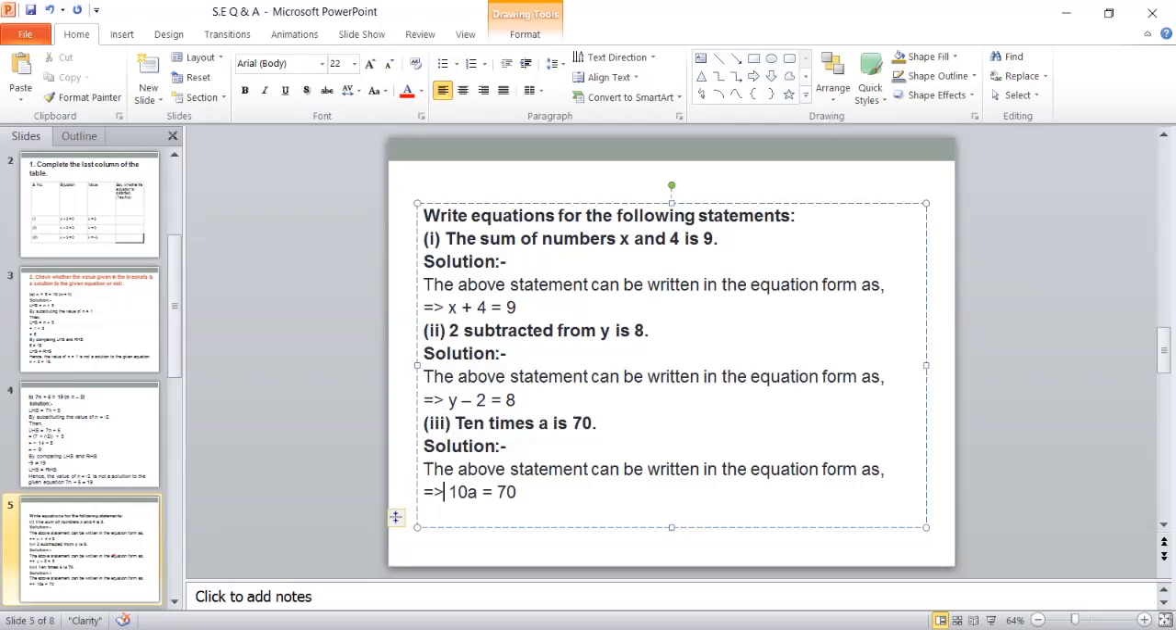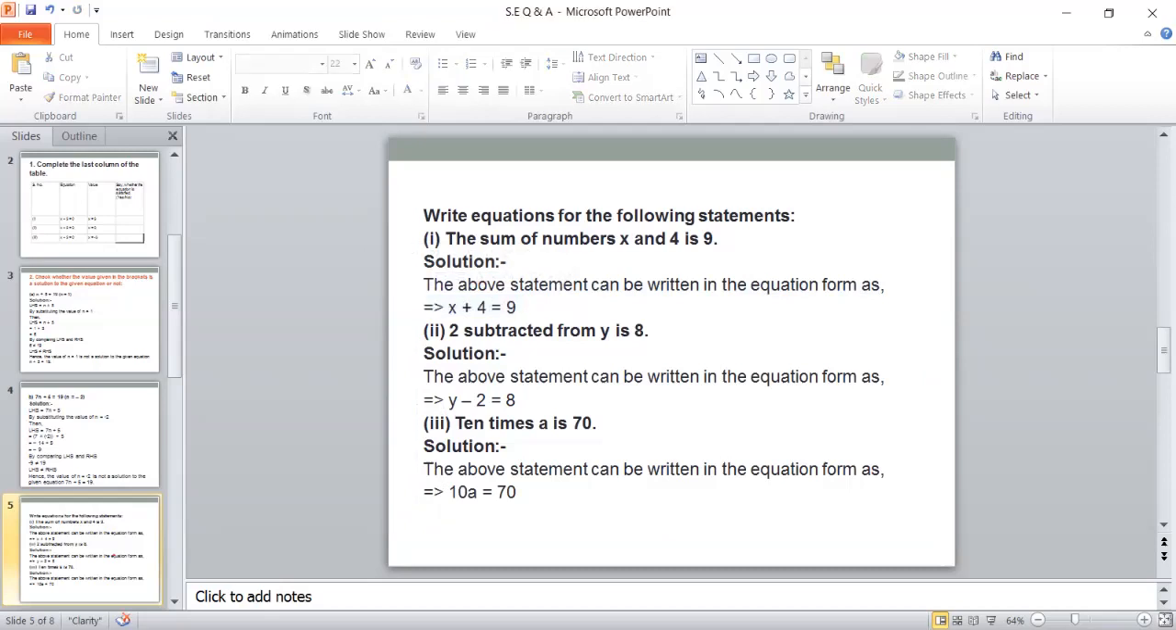All right. The statement is given: the sum of number x and 4 is 9. Suppose one number is x and another number is 4. The sum of the two numbers, x plus 4, is 9. A very simple sentence. Then the next statement is: 2 subtracted from y is 8.